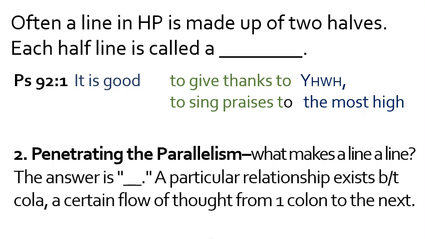Penetrating the parallelism, getting in it. What makes a line a line? The answer is parallelism. A particular relationship exists when we have, for example, in Psalm 92:1, a relationship between those two cola with one another. A relationship exists between the cola. There's a certain flow of thought from one colon to the next.